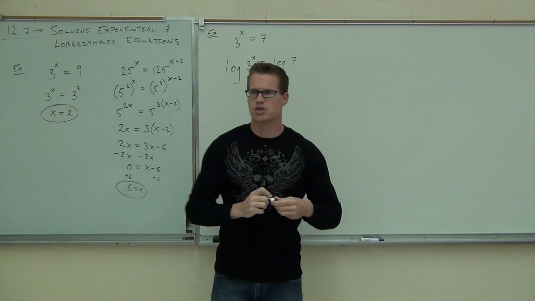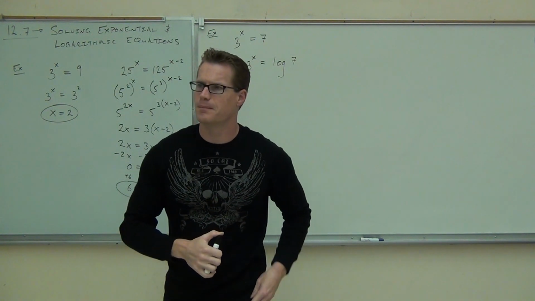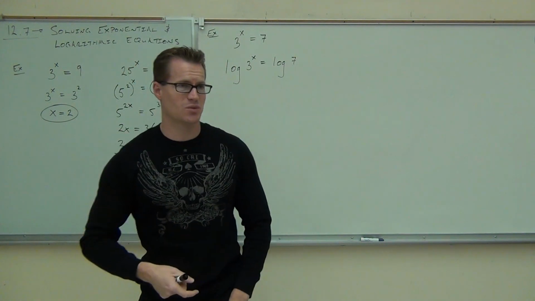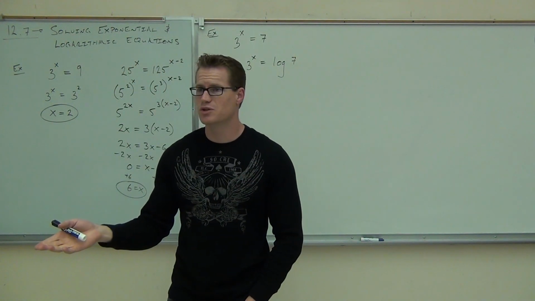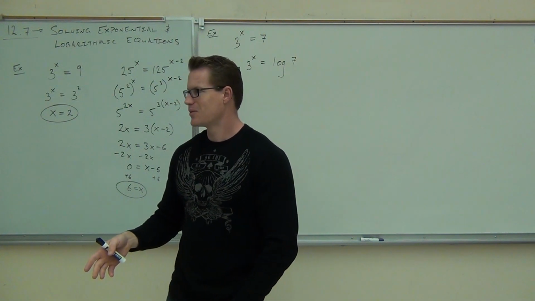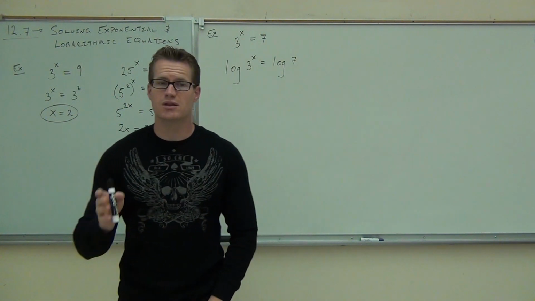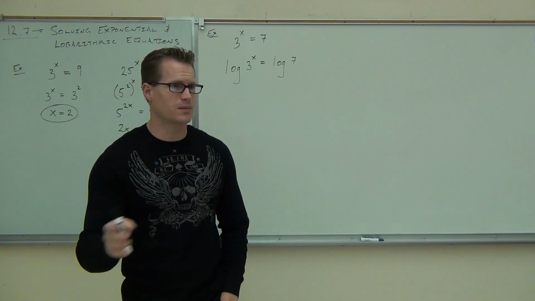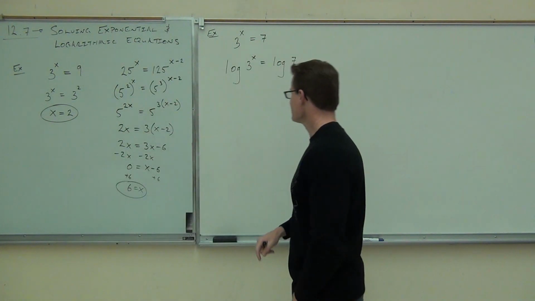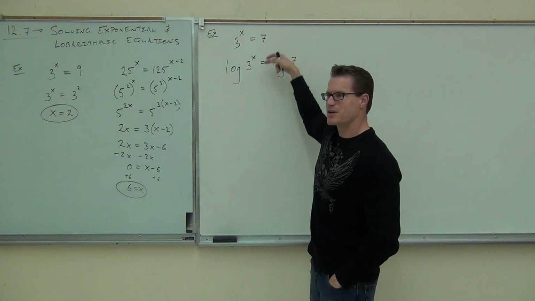What logarithm did I choose? What base is that? 10. Good, that's a common log. Why am I not choosing log base 3? I could choose any log I wanted to, but we're going to make it easy. We don't want to choose any fancy logarithms. Choose either ln or log base 10, natural log or common log. Most people choose common log. So it's called common. Are you okay getting from here to here?